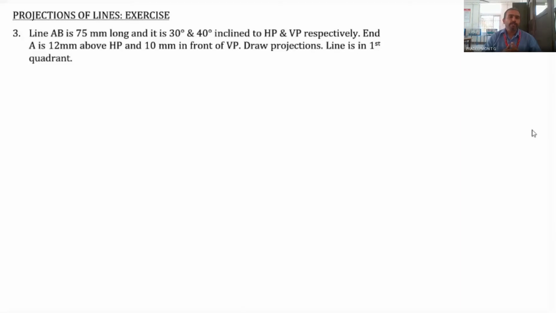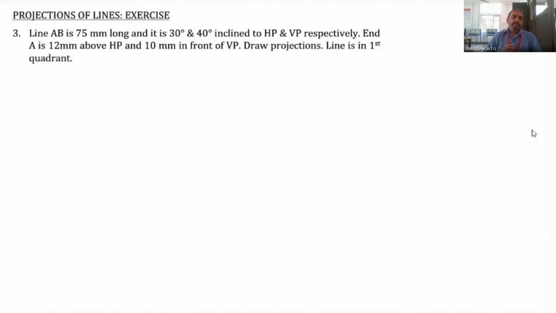That is the true length, the true inclination with HP, true inclination with the VP, and the distance of the point A from HP and VP. Now what we have to do is draw the projections. And the final statement, line is in first quadrant, is actually not required in this case. In most of the cases, unless it is specified, we consider the line to be in first quadrant.